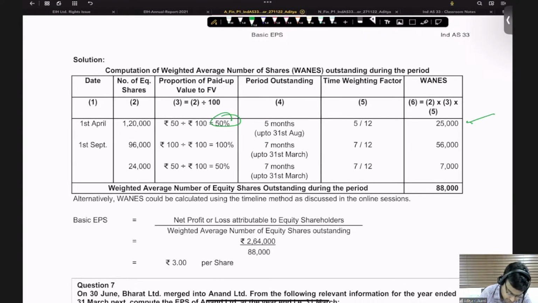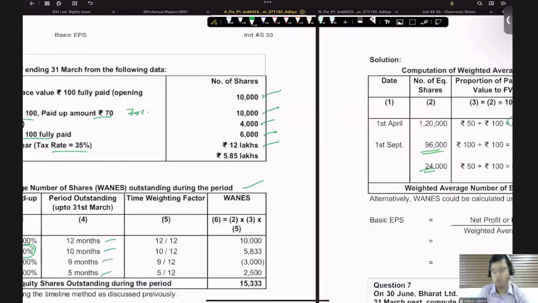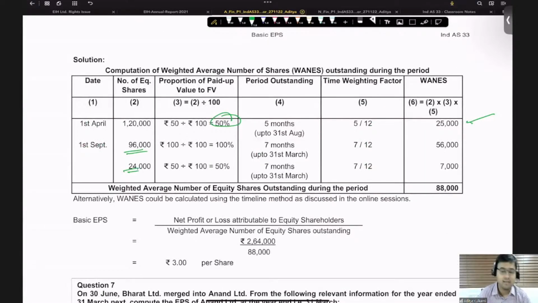1st September, 96,000 equity shares and 24,000. Why 96 and 24? Well, 24 have not paid. 96,000 have paid, so in respect of 96, this becomes 100%. The 24,000 remains at 50%. So for the 7-month period, 96,000 shares becomes 56,000 weighted average number of equity shares, whereas 24,000 becomes only 7,000. So that comes to 88,000, and then 264 by 88 becomes rupees 3 per share.